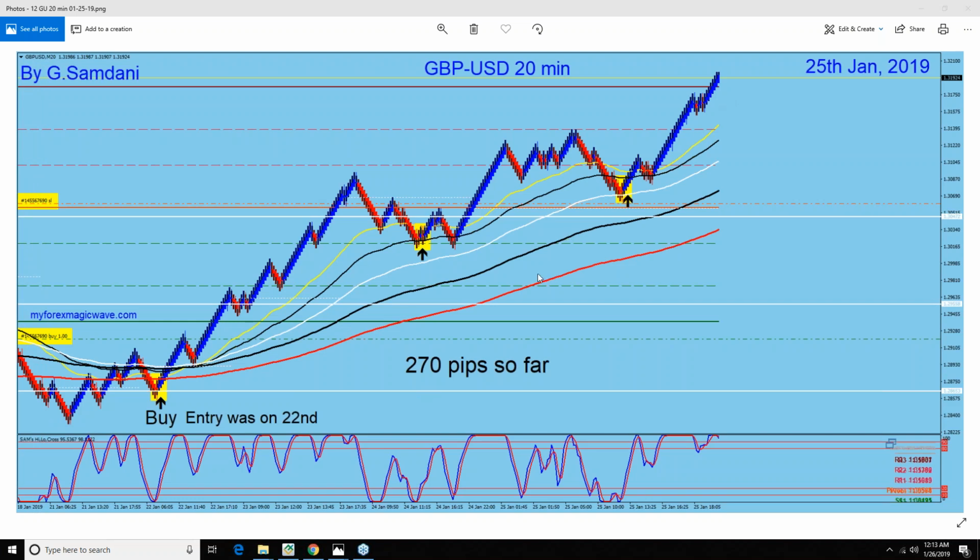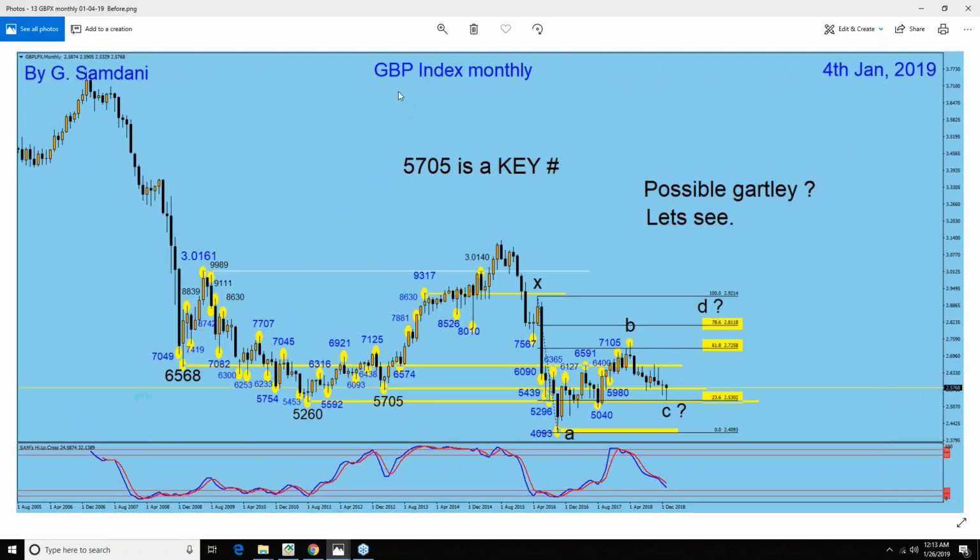Why is that? There has to be a reason that I kept this one alive. Let me show you the chart. See, this is the chart I made, the pound index monthly chart on the 4th of January, that this thing is going to be going up. It's like a harmonic pattern. It's possible. Let's see. This is what I call the samdanic pattern. This is my pattern, not a harmonic pattern. This is a samdanic pattern.